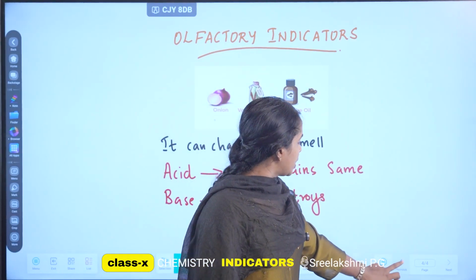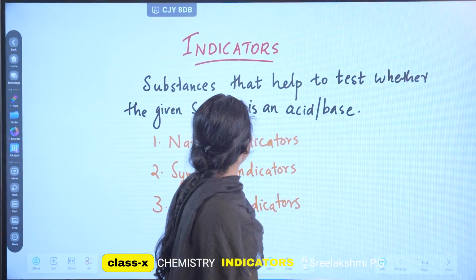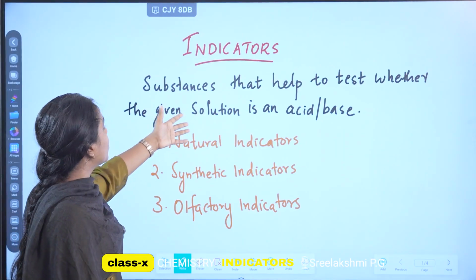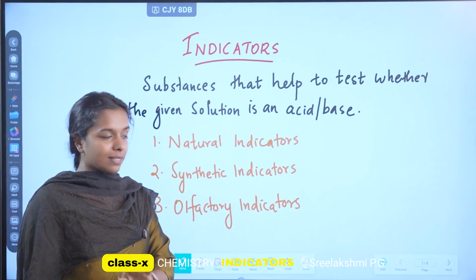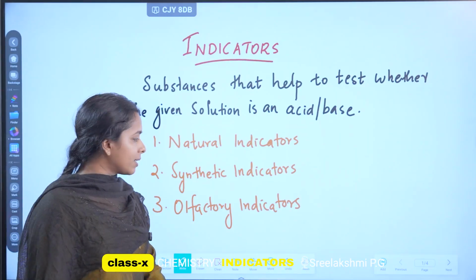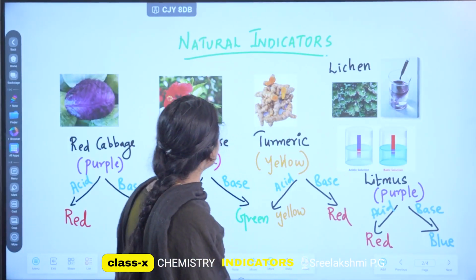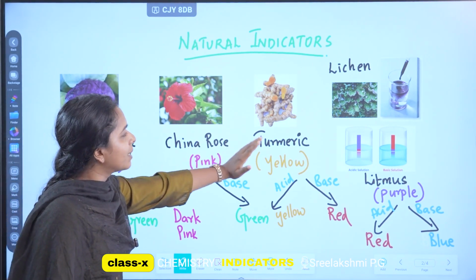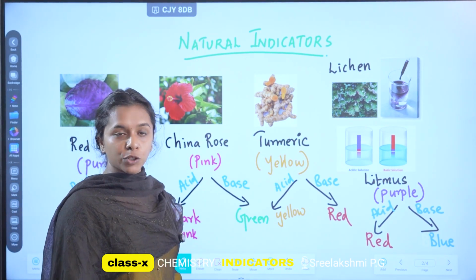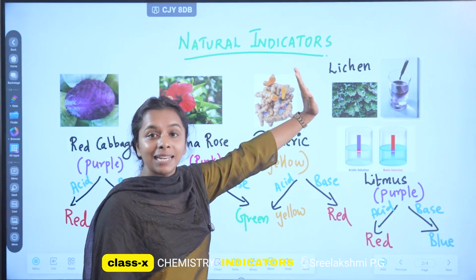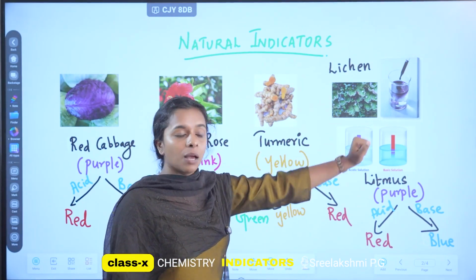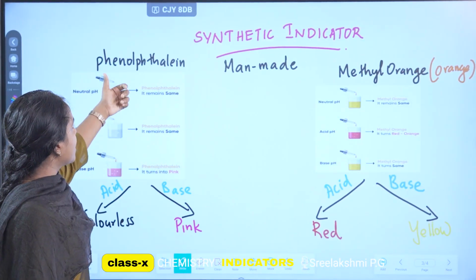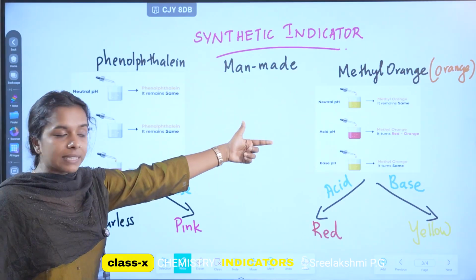So what are the points we have studied? Indicator means the substances that help you to test whether the given solution is an acid or base. There are three types of indicators. First one is natural indicators. Examples are red cabbage, China rose, turmeric and litmus solution. Litmus solution is derived from lichen plants, and its color is purple. And the second one is synthetic indicators. Examples are phenolphthalein and methyl orange.